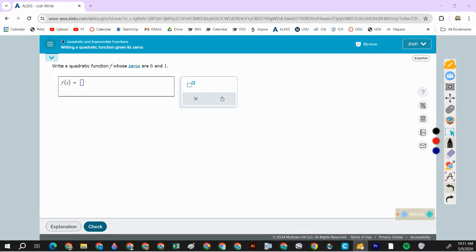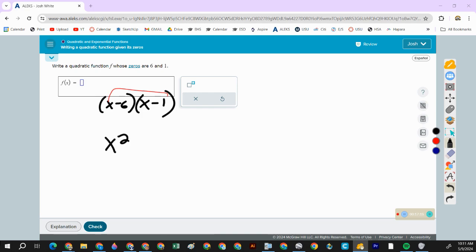Okay, same here. The zeros are 6 and 1. So x minus 6 is one of the factors, and x minus 1 is the other factor. Hopefully you can multiply these in your head at this point. x squared, that gives me a -1. That gives me a -6 for a total of -7, and then plus 6.